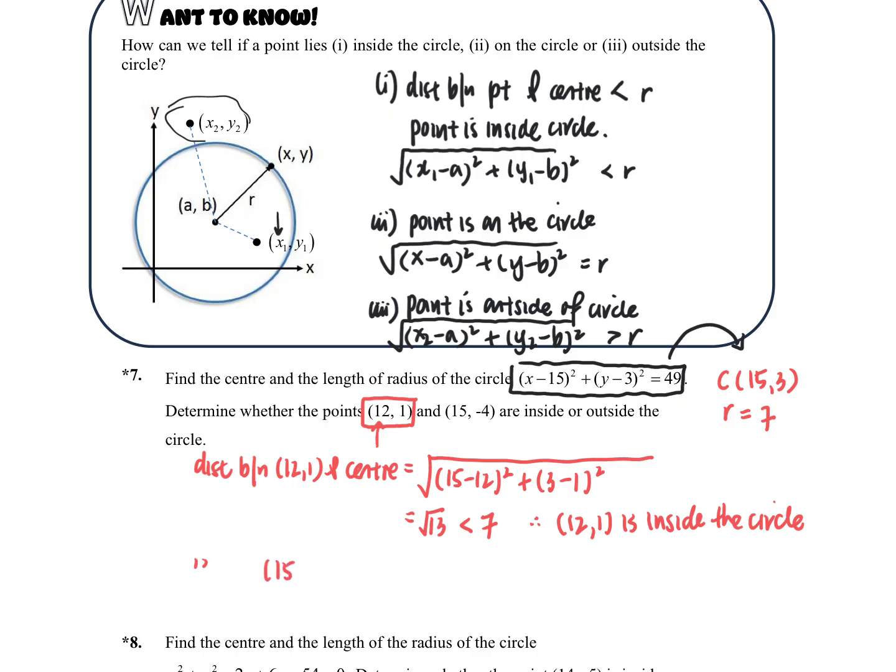If you want to find for 15 and negative 4, do the same thing, difference of the x coordinate square, difference of the y coordinate square. Oh, it's just 7. Exactly 7, right? So if it's exactly equal to r, then you can conclude it just lies on the circle.